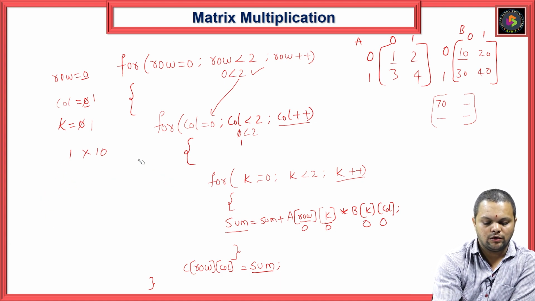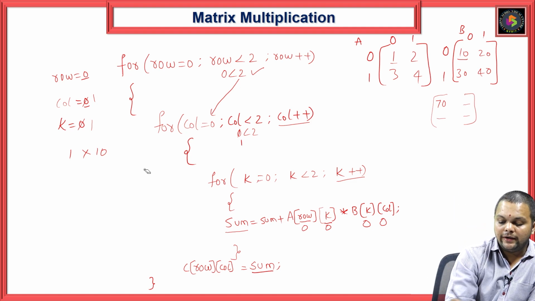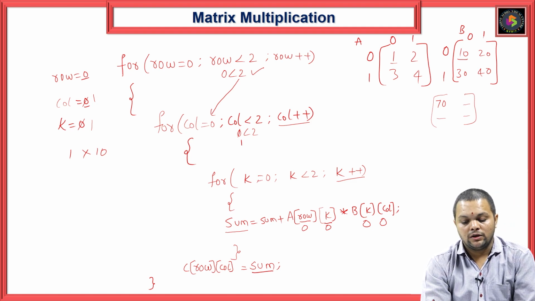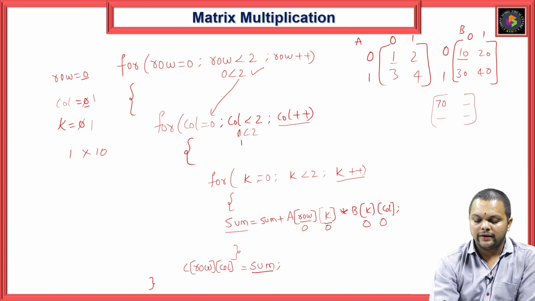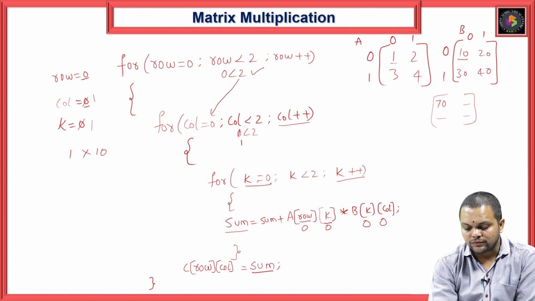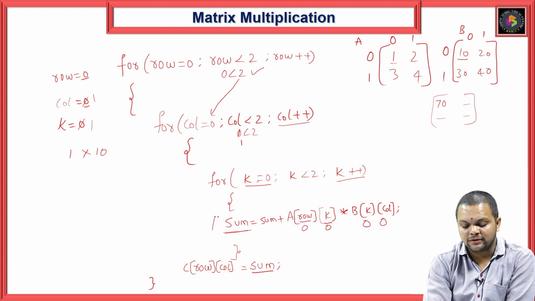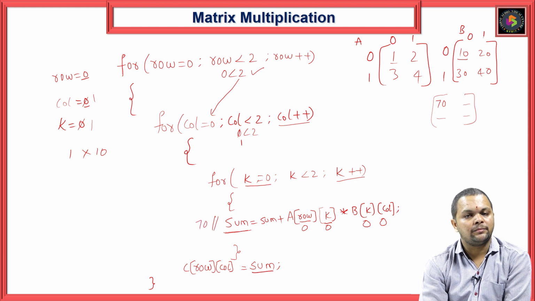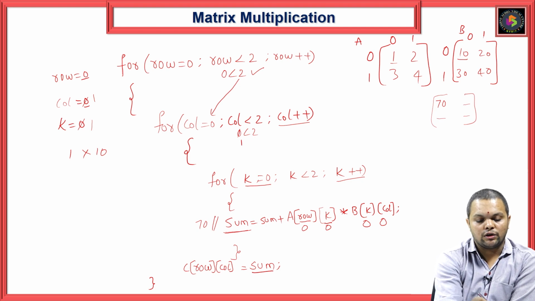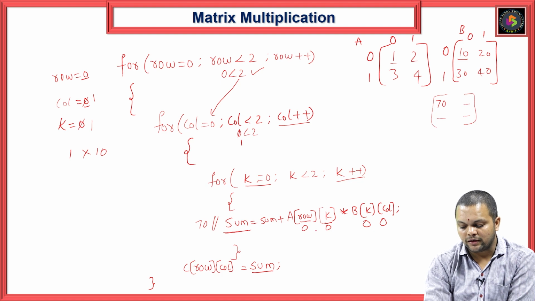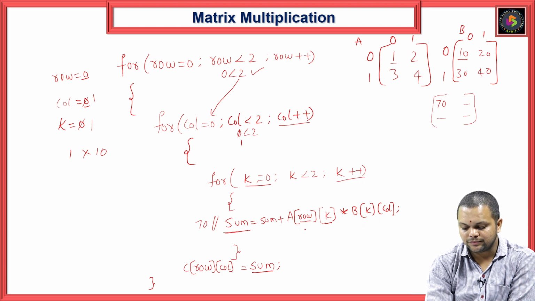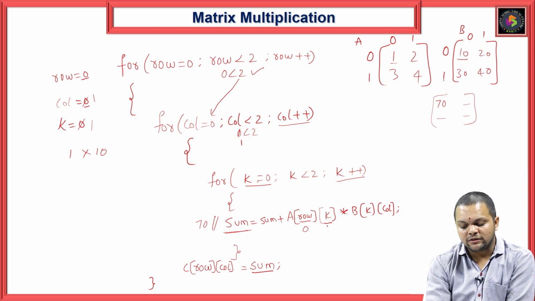Now column value is 1, row value is 0, and k is again starting with 0. Now you need to make sure that previously sum is holding 70. Row value is not changed, row value is nothing but 0. K value is nothing but 0 now.